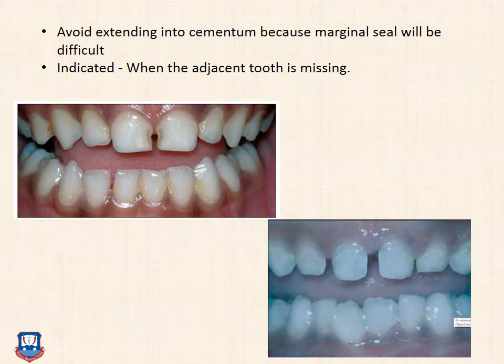You have to avoid extending into the cementum, because the marginal seal will be difficult. You have to avoid the extension of the cavity into the cementum. It is indicated when the adjacent tooth is missing. If the adjacent tooth is missing, this is helpful in cavity preparation. As you can see here, in the anterior teeth you have proximal caries. So instead of cutting the whole tooth surface, here we can just remove, with direct vision, only from the proximal surfaces, and do the restoration.